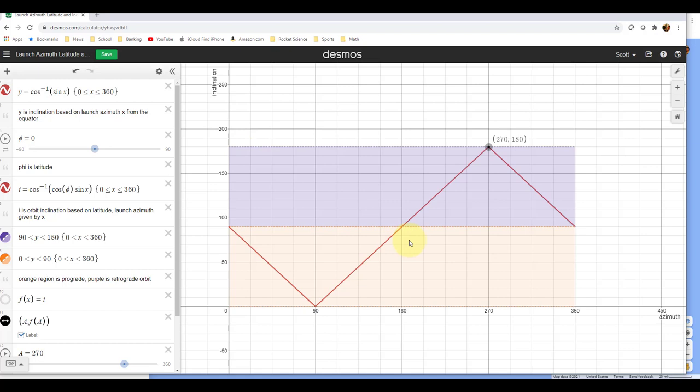So you'd have to launch at an angle larger than 180 to enter into a retrograde orbit. You can also see in this graph that there's always two different azimuth angles that would give you the same orbit inclination. Now I have a slider here for the latitude, so let's look at what happens when you adjust the latitude of the launch site.